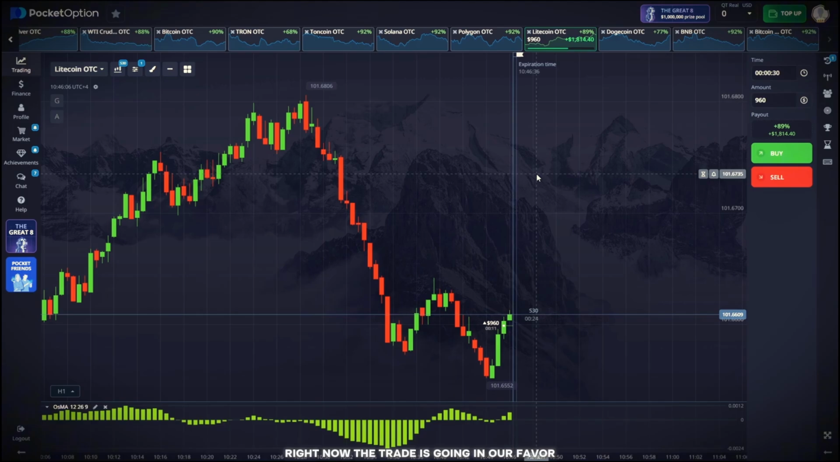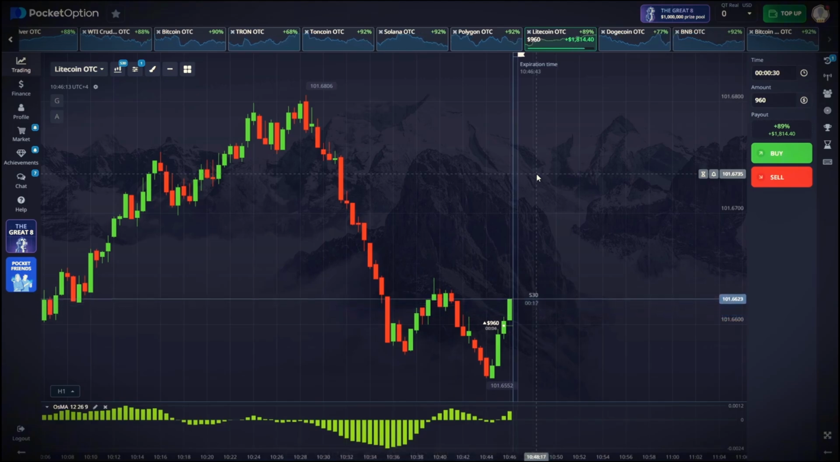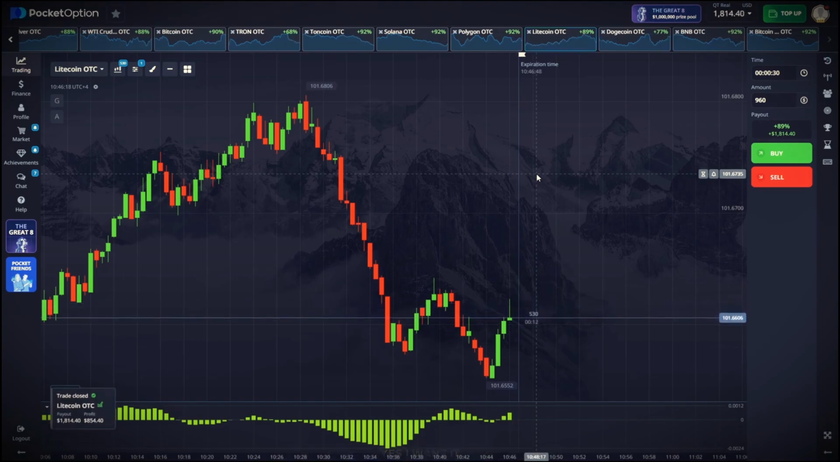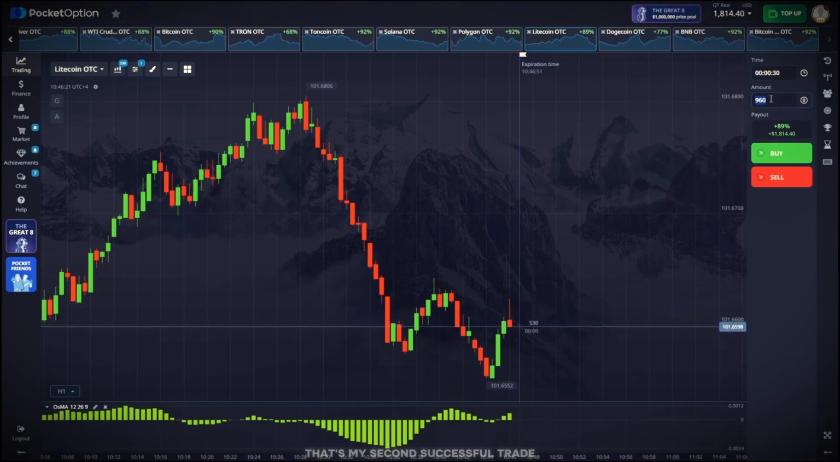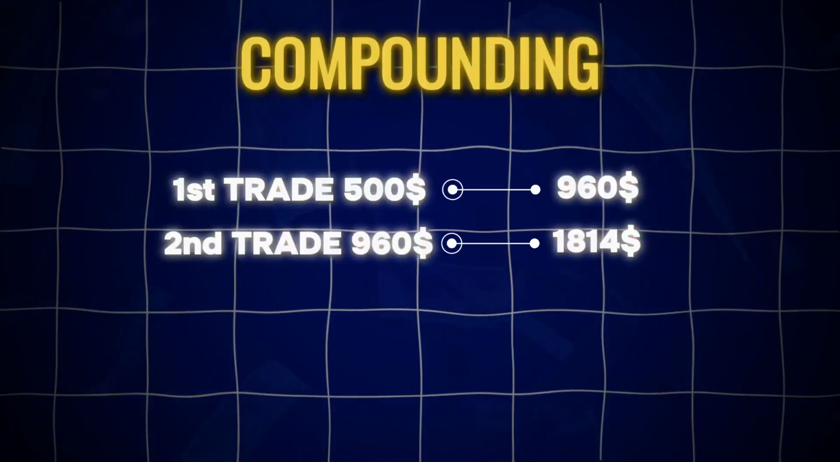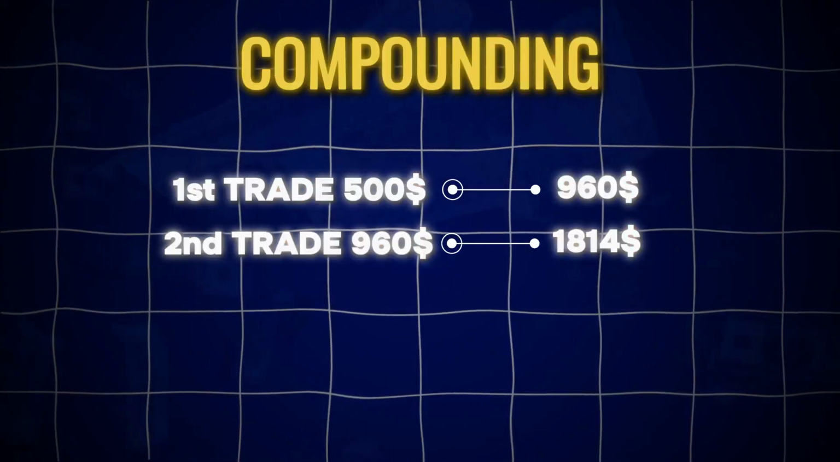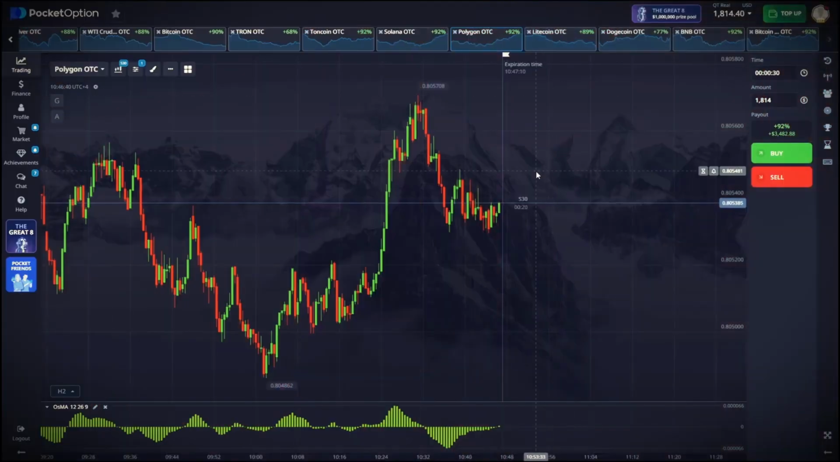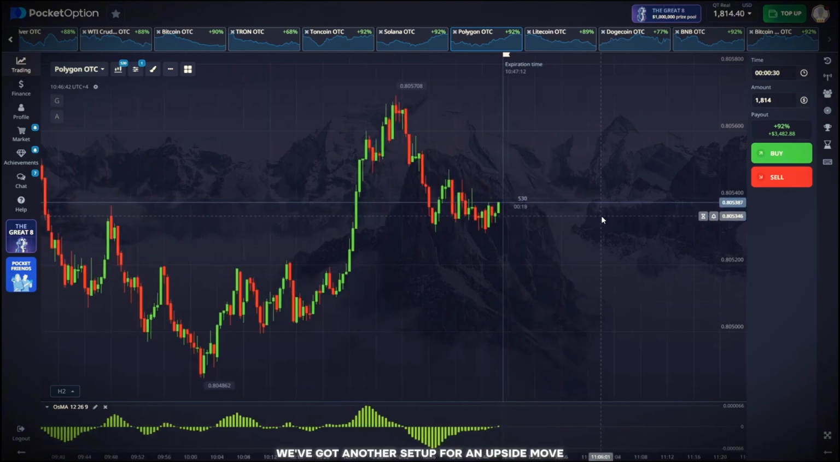Right now, the trade is going in our favor. Only 10 seconds left. A few more seconds. Looks like a good win. Yes, I won it. That's my second successful trade. Now my balance is $1,814. Let's find a new trade for $1,814. On Polygon OTC, we've got another setup for an upside move.